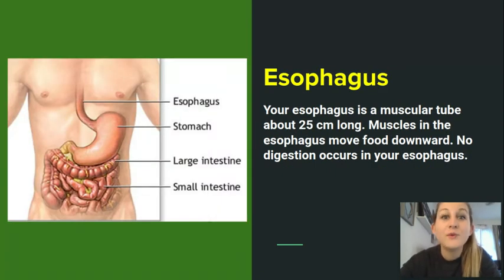So we have your esophagus coming up next. No digestion actually occurs in your esophagus. It is kind of like a canal, like a pathway that connects your mouth to your stomach. So your esophagus is lined by muscles that help to push that food downward. So that's the main job of the esophagus. It pushes your food downward.